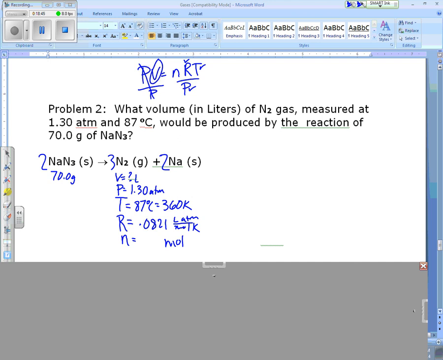volume, we're trying to find the volume of N2. Here's where this is important. It's not just any moles. It is the moles of N2. You cannot solve this problem using the moles of NaN3. It has to be the moles of that same substance you're trying to find the volume of. That's the way the gas law works. So this I need in order to find the volume. And I don't have it. But is there a way, with what we have given, that I can find the moles of N2?